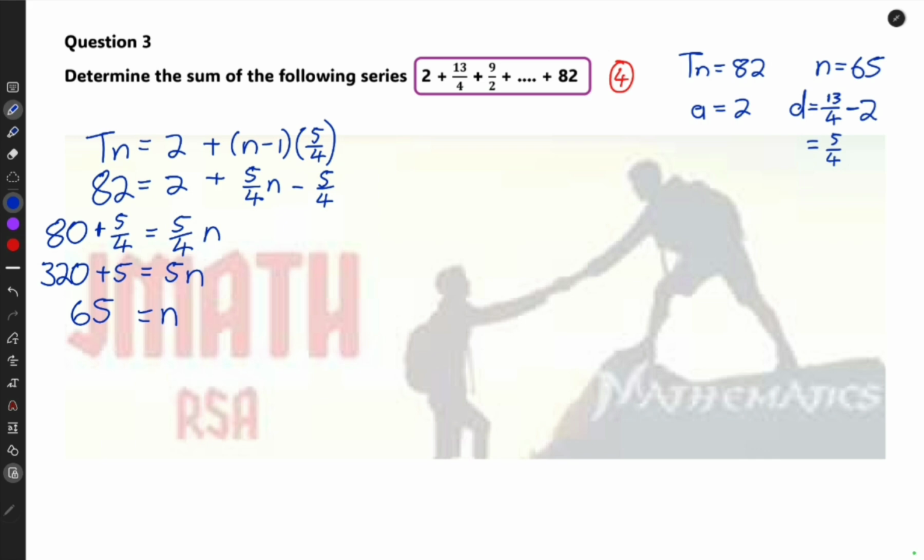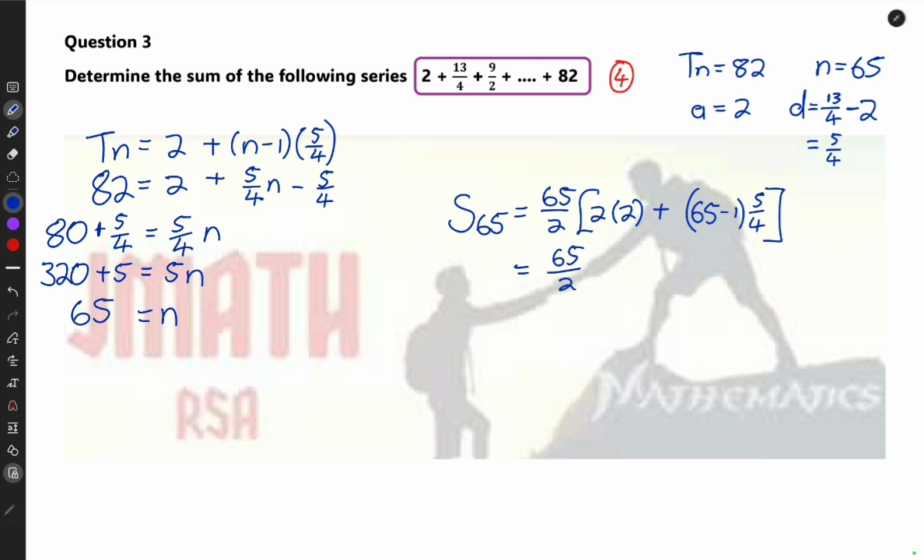Determine the sum of the following series. Now I can sub into Sn. So I know I'm going to have to work out S65. That would be equal to n over 2, 2a plus n minus 1 times d. Okay, this is now massive fractions and everything, but you are welcome to just type it straight into your calculator. You get your marks for subbing into the correct formula and having everything in the right place. So don't worry too much about the middle steps. You will get full marks if you say the answer is 2,730 for S65.